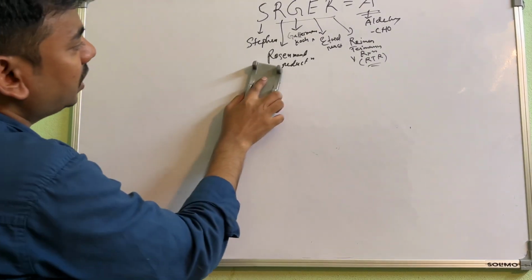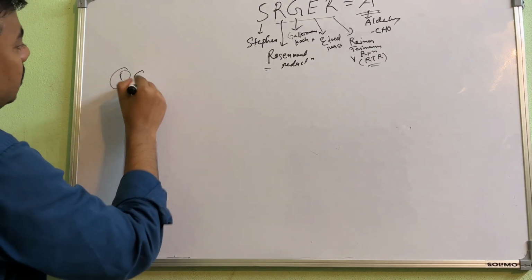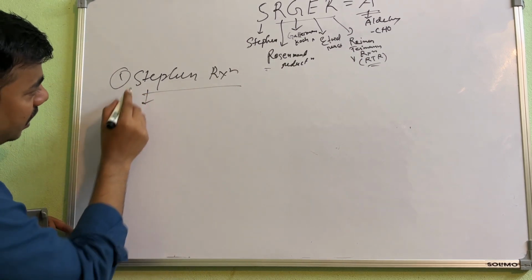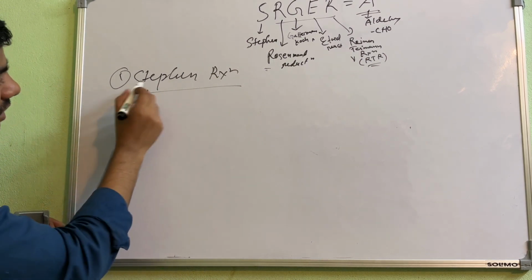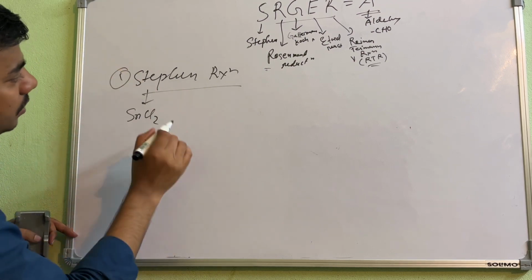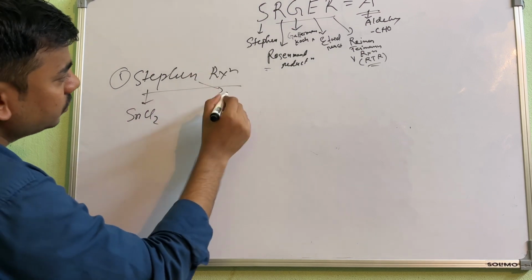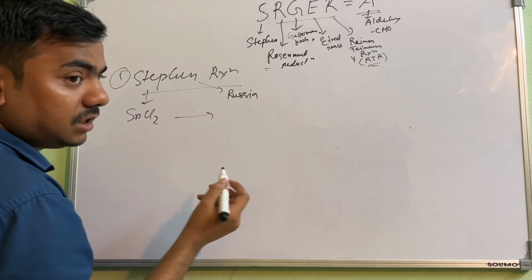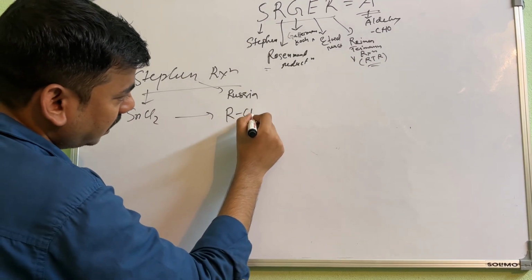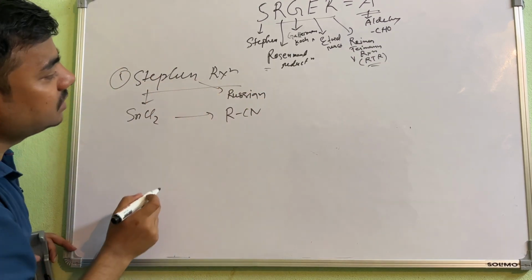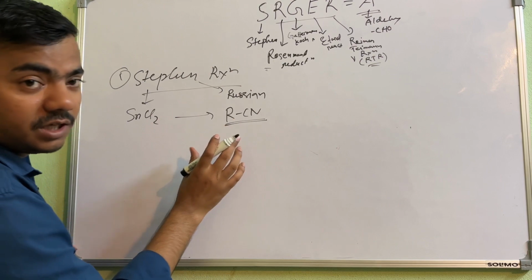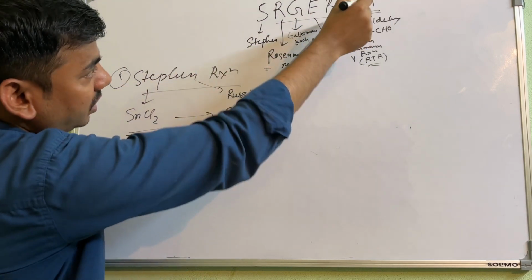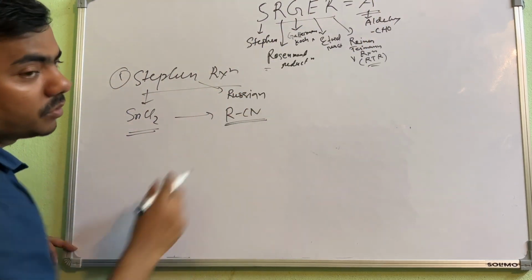Here only, before going to Reimer-Tiemann, I want to tell you one more thing about Stephen, how you will remember this. Stephen reaction: from S, you remember stannous chloride. And remember that Stephen is the name of a scientist who belongs to Russia. If you pronounce Russia in Hindi, Russia, then RCN, Russian. Suppose he is a Russian scientist, so RCN will be there, alkyl nitrile. After that, this is our reagent, then it is going to produce, and you know this mnemonic, A for aldehyde, so it is going to reduce this and form an aldehyde.